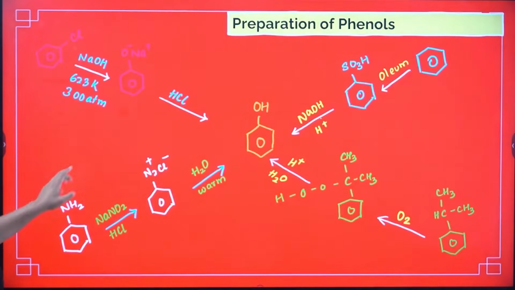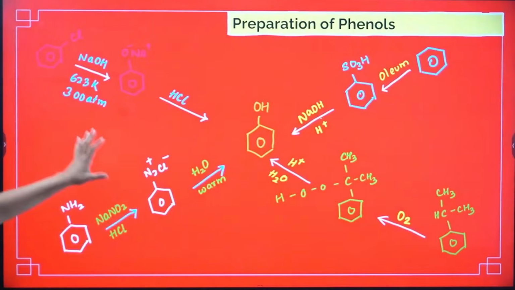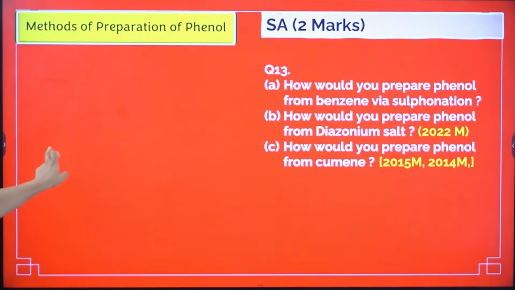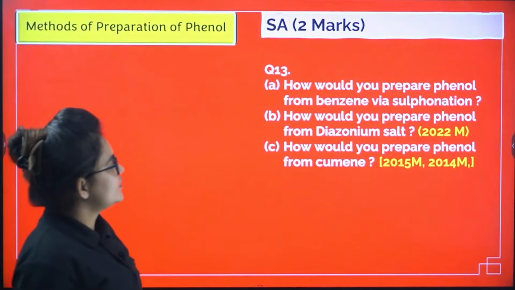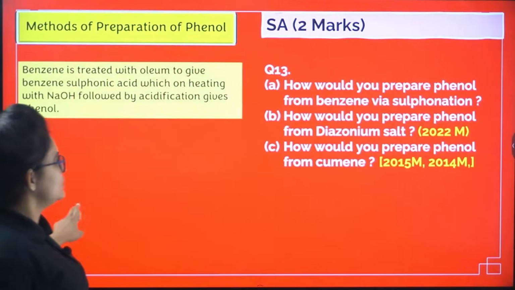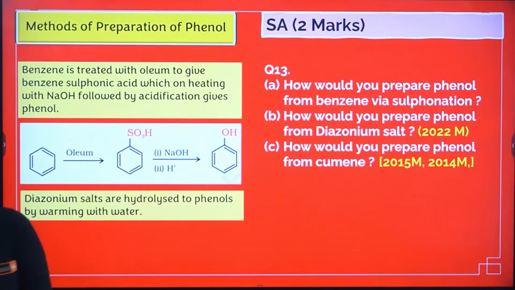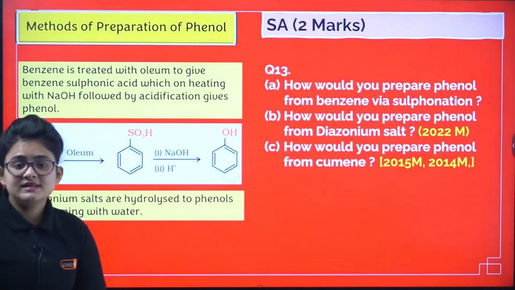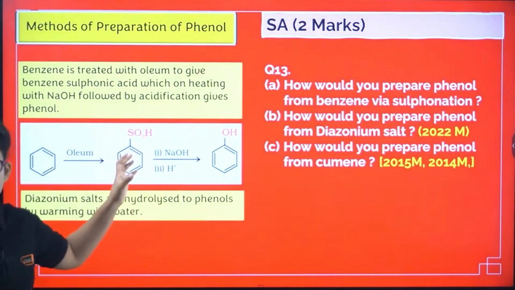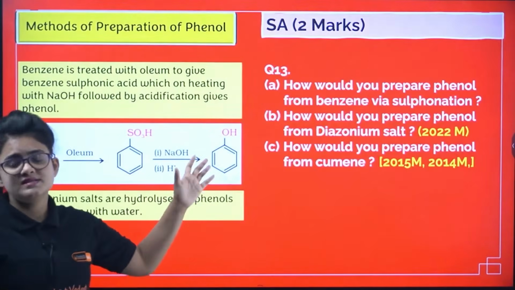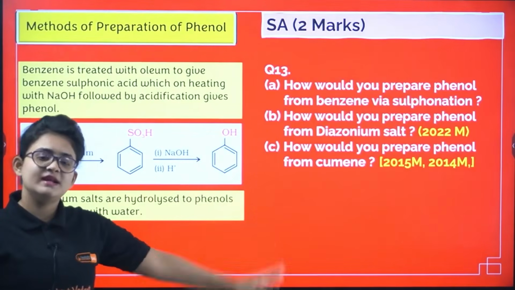Let's proceed. So this is the preparation of phenol, these are the reactions. How would you prepare phenol from benzene via sulfonation? So here you can see benzene can be treated with oleum at first to get benzene sulfonic acid. Then treat this with NaOH and then H plus, and you will get the OH.